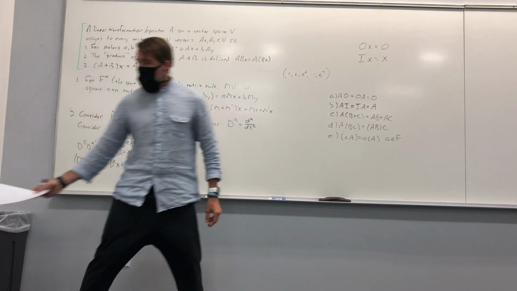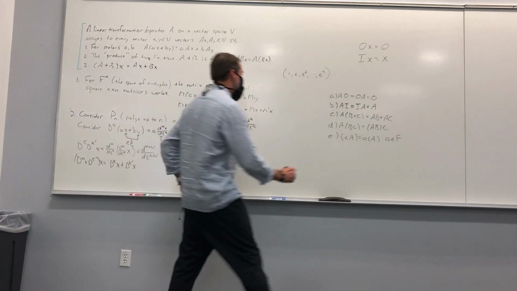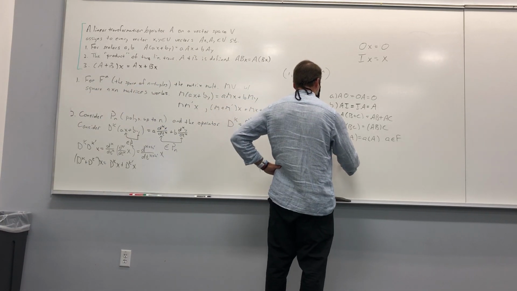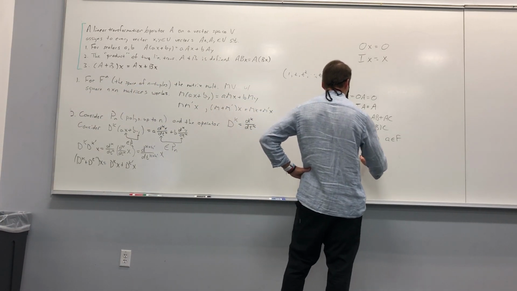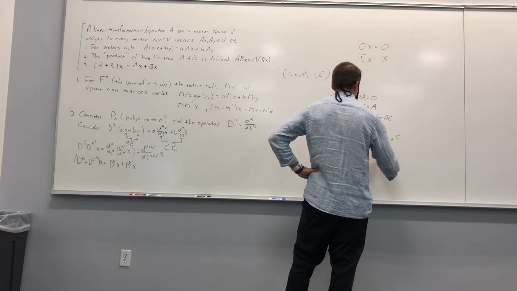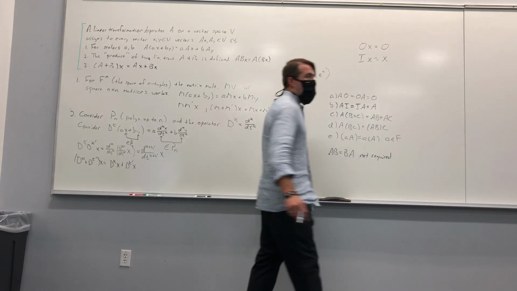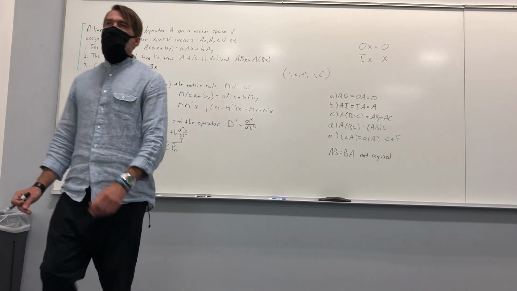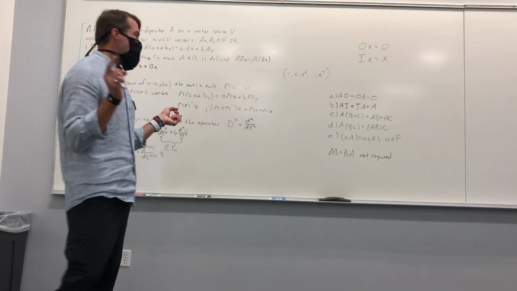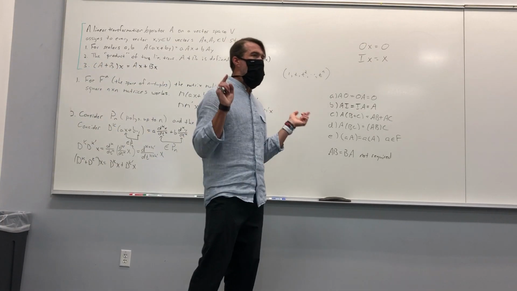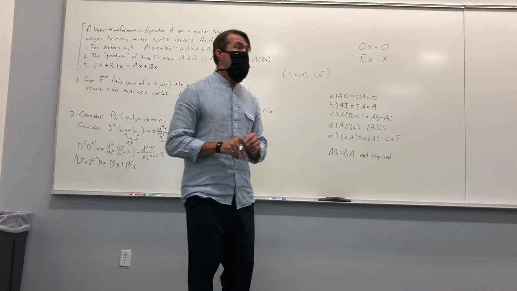And one of the things that I want to note in this is that AB equals BA is not required. Okay? So you can have two linear transformations of a vector space which do not commute with each other. That's fine. Okay?